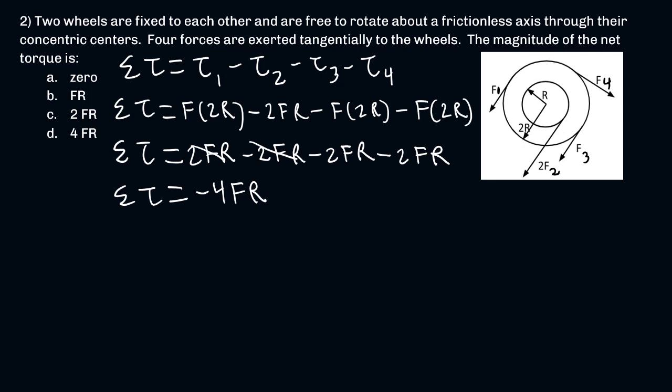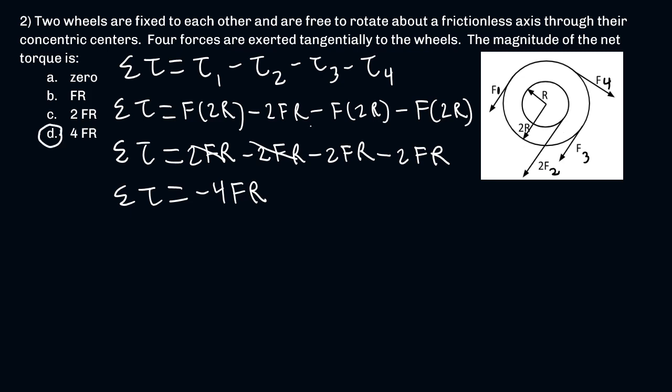And then when I look at what I'm trying to find here, I'm trying to find the magnitude of this. So just take the absolute value of this value. You're just looking for whatever the size of it is. You're not looking for the sign in this situation. So the magnitude of the net torque is going to be 4FR. So the answer is going to be answer choice D here.